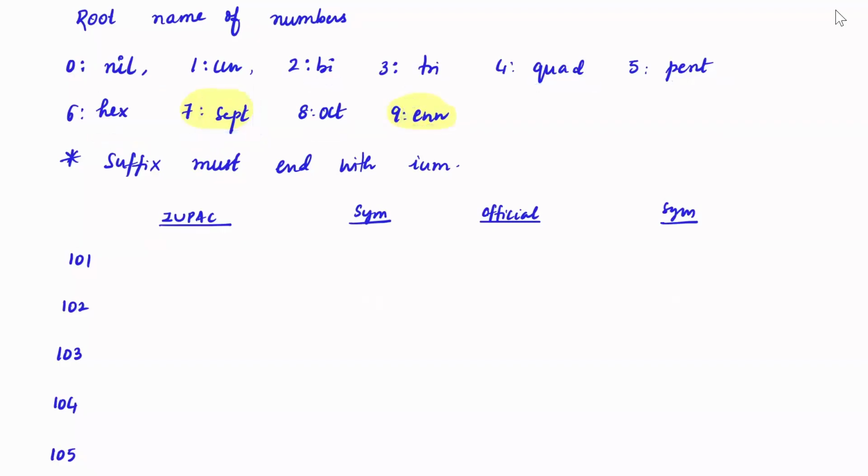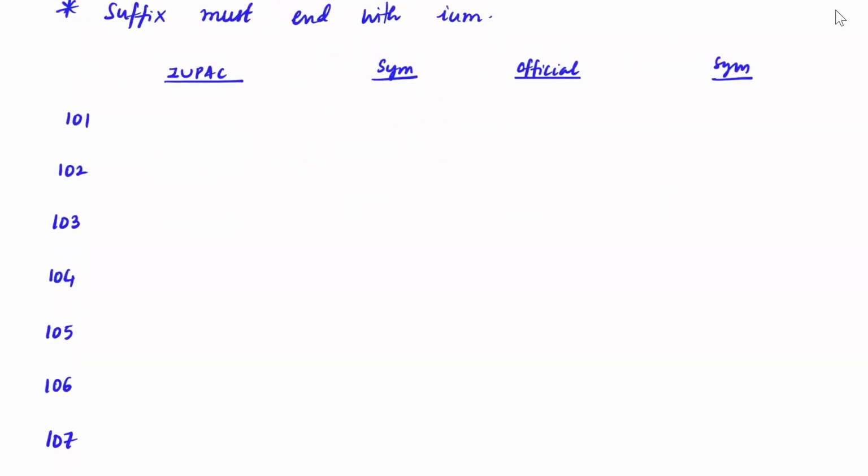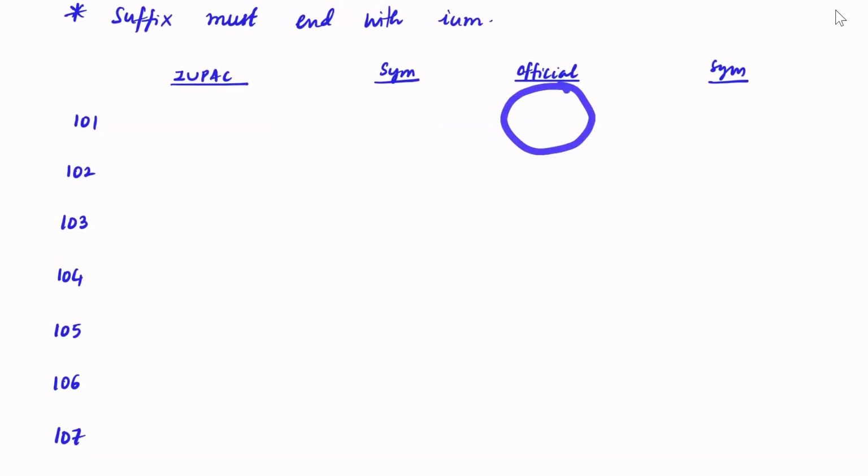So these two are slightly different from organic representations. In organic, 7 means hept and 9 means non. But unlike that, here 7 is sept and 9 is en. Using that, if you figure out the IUPAC name, that is the IUPAC representation.